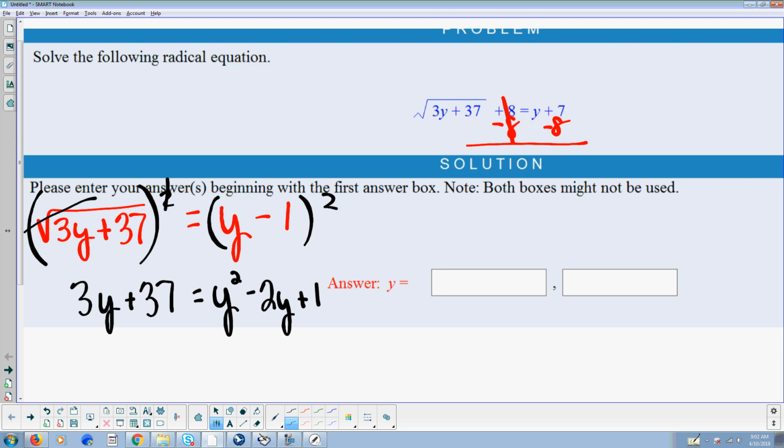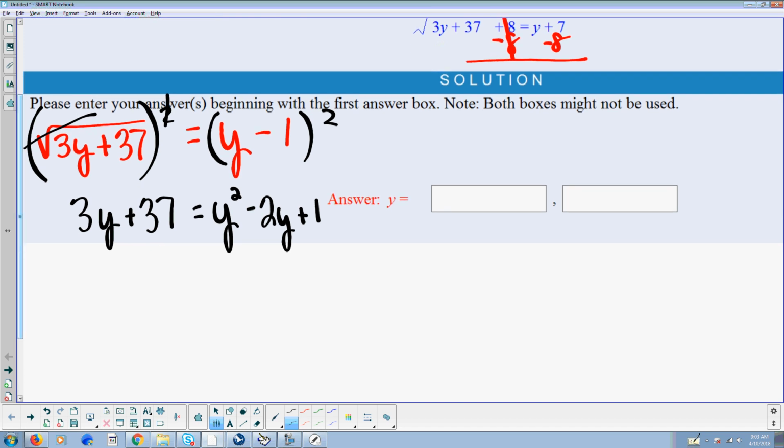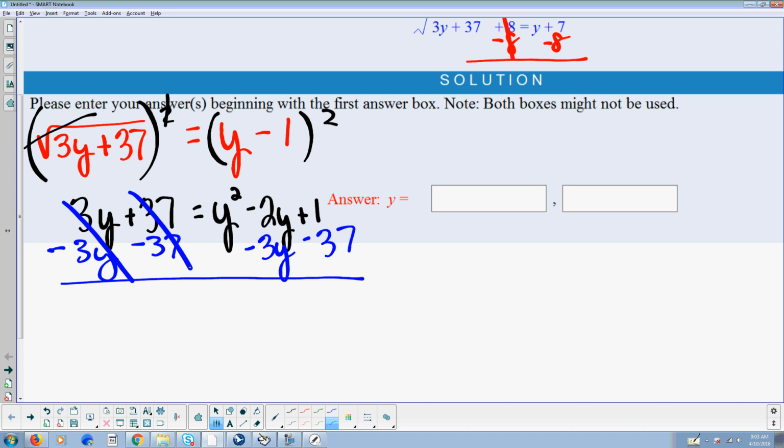Now, I notice this is quadratic. So in order to solve a quadratic equation, I'm going to try to set this thing equal to 0. So I will subtract 3y, and I will subtract 37 from both sides so that I can set it equal to 0. I'm choosing to empty the left side since the y squared is positive on the right. I prefer to keep it positive. So I'm going to subtract 3y and subtract 37. So that leaves me with y squared minus 5y minus 36.